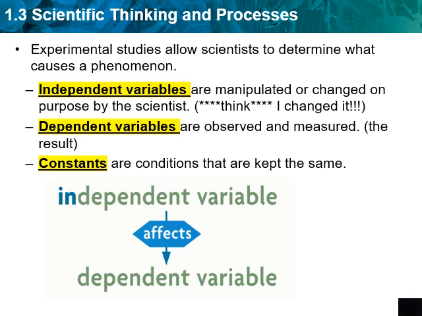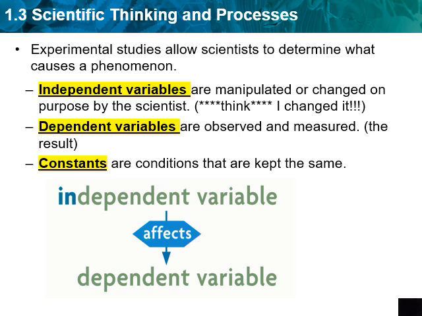And the dependent variable, it depends on something. So dependent variables are what we observe and measure. It's basically the result of what happened. And then we have these things called constants. Constants stay the same. We also sometimes call them controlled variables, but constants are conditions that always stay the same.